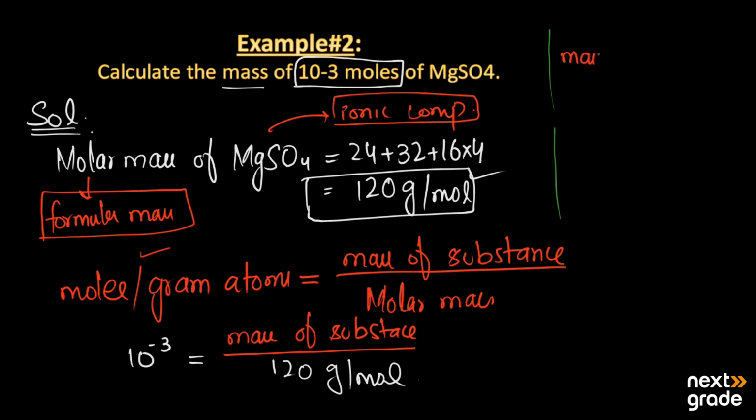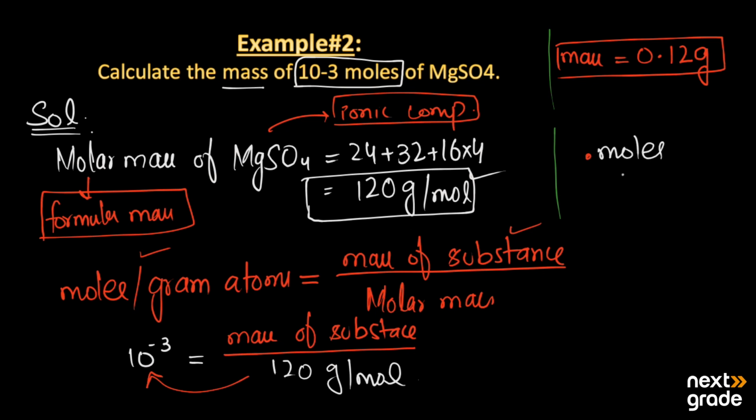So the answer for this solution is that the mass of substance is equal to 0.12 grams. How did we get this? By simply multiplying 120 by 10^-3. So this is a simple way of using the formula. By using this, we can find the moles as well as the mass of a substance easily.